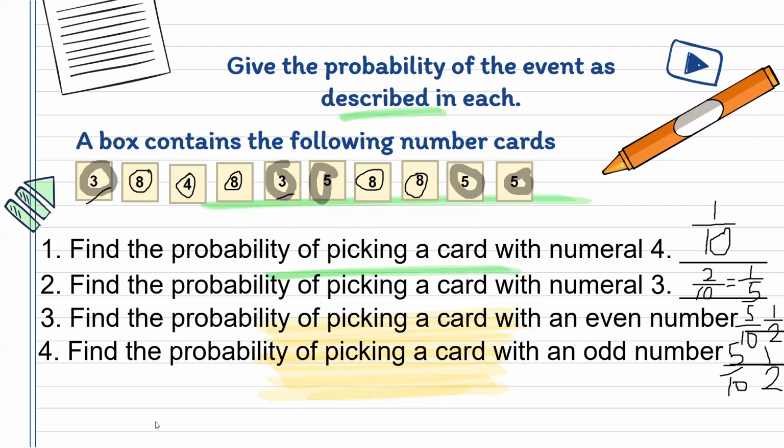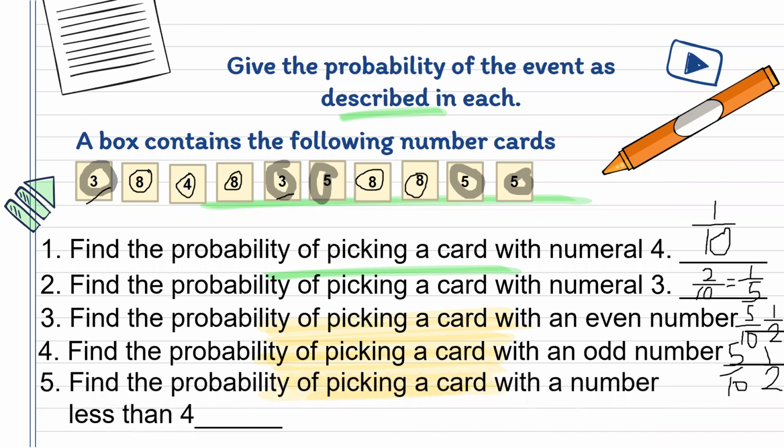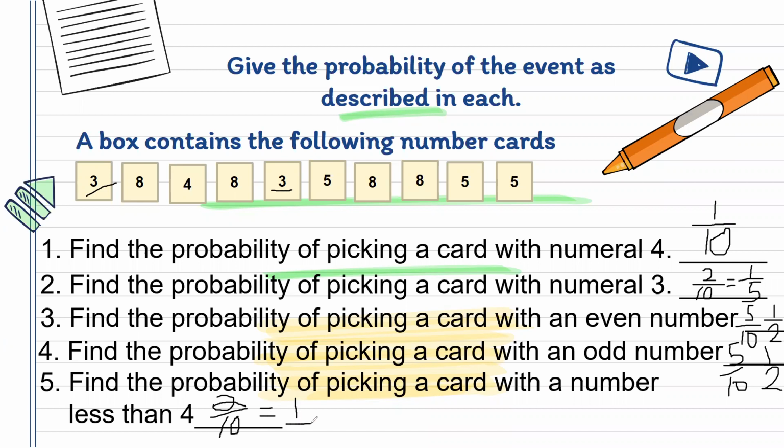Okay, next question, question number 5. So find the probability of picking a card with a number less than 4. So what are those numbers less than 4? That is, we have 3 only, right? So we have 1, 2. These are the numbers less than 4, meaning 4 is not included because it says less than 4. So 2 possible outcomes, and then total outcome is 10. So 2/10. You could also simplify it again into 1/5. Okay? So is it clear now? So these are the answers. So let's proceed.